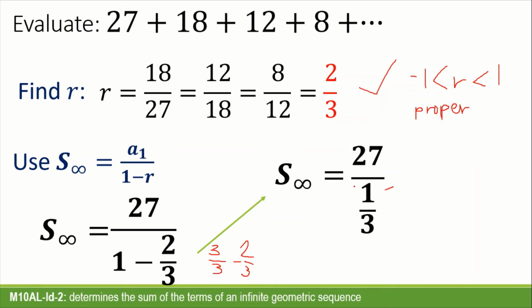Then, 27 divided by 1/3. Diba, kapag nagdi-divide tayo ng fraction, we get the reciprocal of the second fraction, then proceed to multiplication. So, in this case, kukunin natin ang reciprocal netong nasa denominator. So, the reciprocal is 3 over 1. Then, proceed to multiplication. So, bale 27 times 3 over 1 or 3 na lang. So, 27 times 3 is equal to 81. So, the sum to infinity is 81.